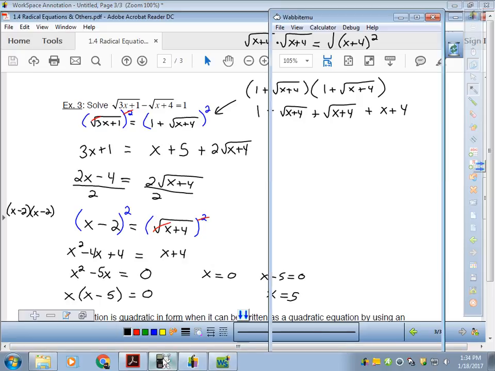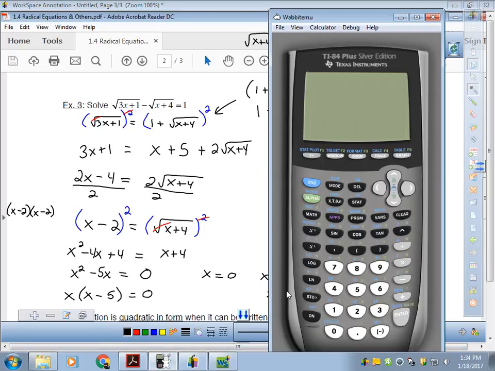Again, though, you want to check them, make sure they actually work. So let's start with 0. I'm going to plug 0 into this equation. Square root of 3 times 0 plus 1, close that square root, minus another square root of 0 plus 4, and I hit enter and I get negative 1.